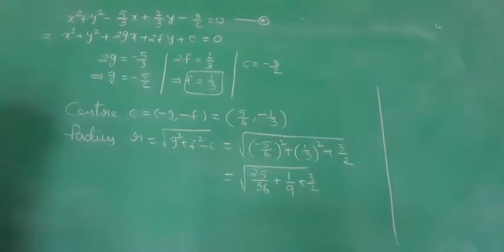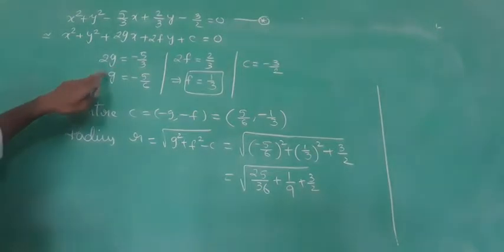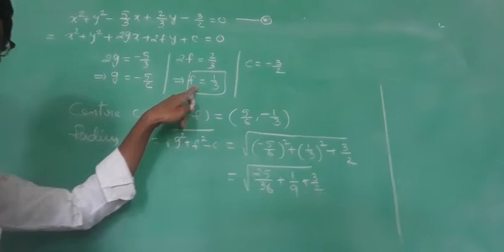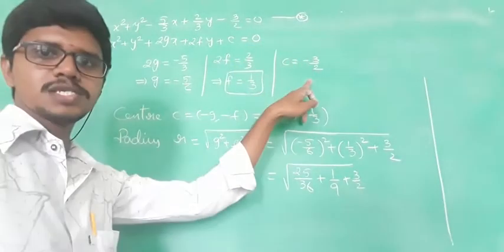Comparing, we get 2g = −5/3, so g = −5/6. Here 2f = 2/3, so f = 1/3, and c = −3/2.